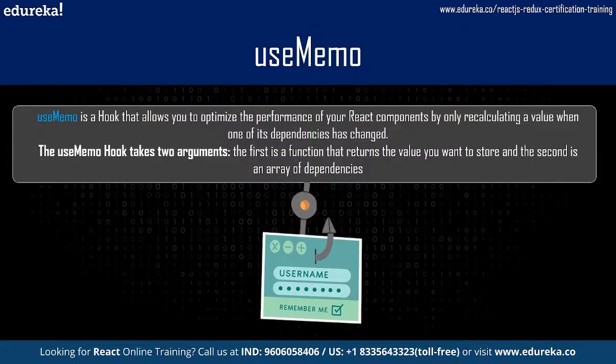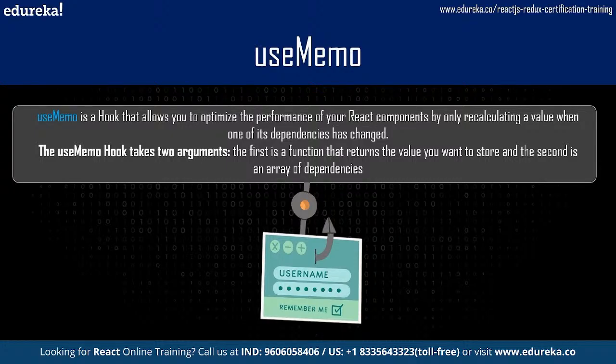For example, if you have a component that displays a list of items and the list is passed in as a prop, you can use the useMemo to only refilter the list when the search item changes, instead of refiltering the list on every render. Now let us see a small example.